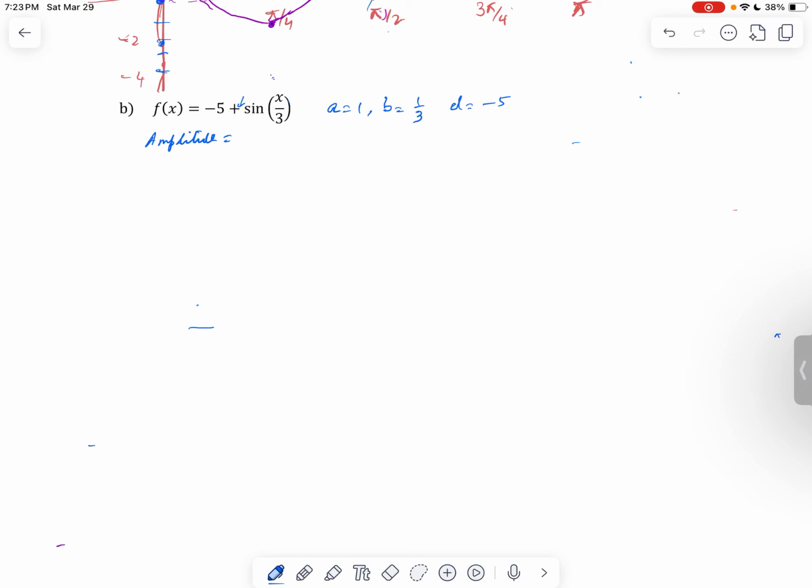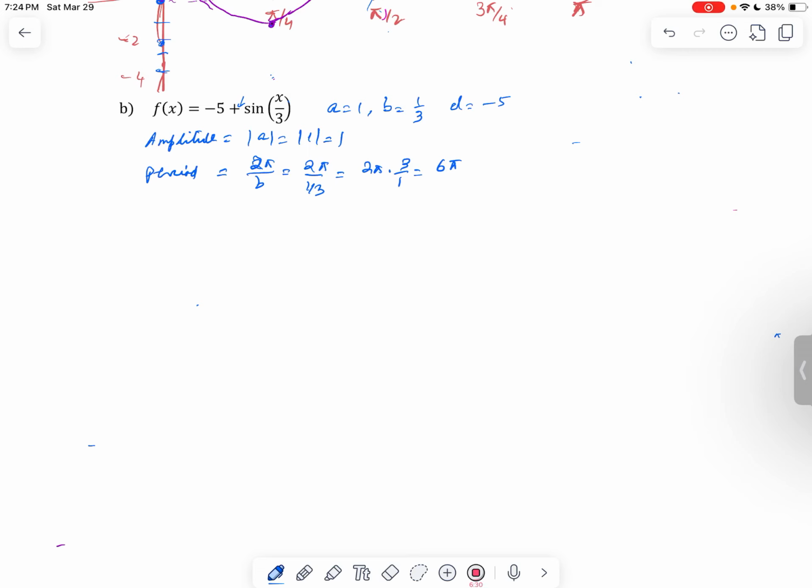So amplitude will be the absolute value of A, which means the absolute value of 1, which means 1. Okay. So the period will be 2 pi over B. So 2 pi over 1 over 3. When you simplify, what will this become? It will become 2 pi times 3 over 1. It becomes 6 pi. And then we are going down. We have to shift it 5 units down.